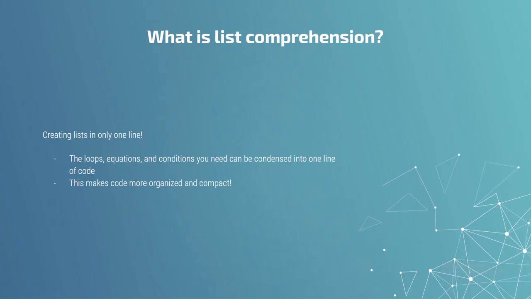Let's get right into list comprehension. List comprehension is perhaps one of the most efficient ways to create lists, because all you need to do is create lists in only one line. You can specify loops, the equations, and conditions that you need to be condensed into one line of code. This makes your code a lot more organized and compact. You don't have to define a function to create a specific list. And you don't have to create a for loop and keep putting the value of x into a list to ensure that you've created one. List comprehension does it for you in one single line.